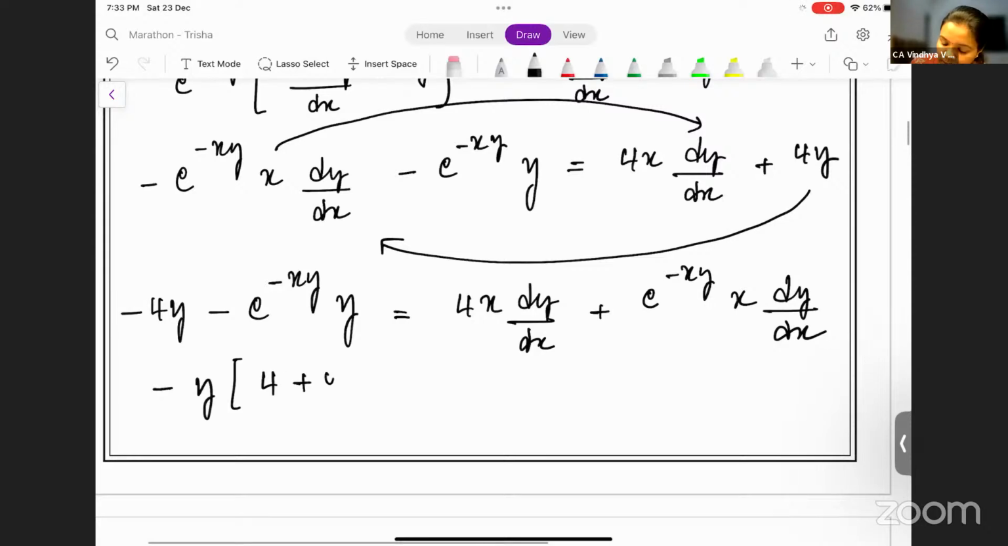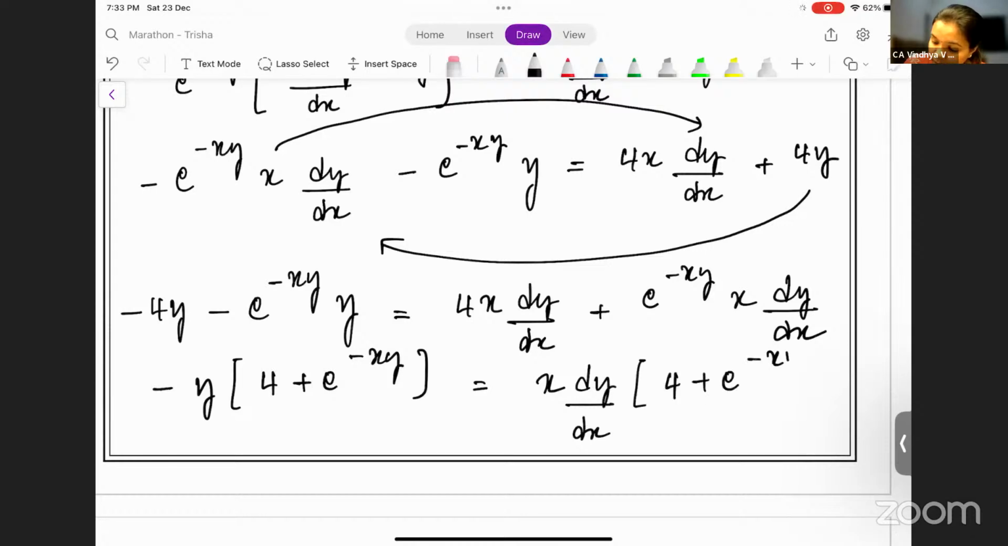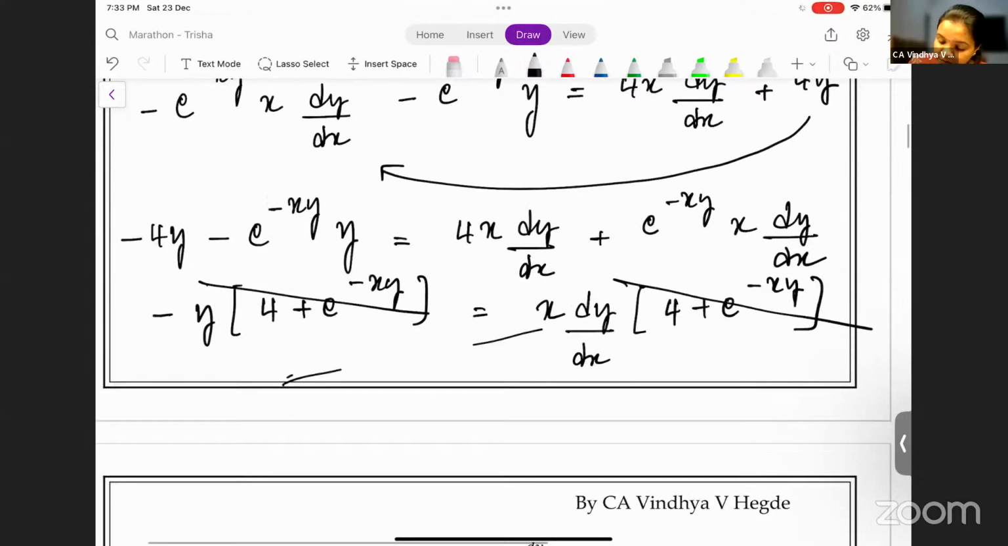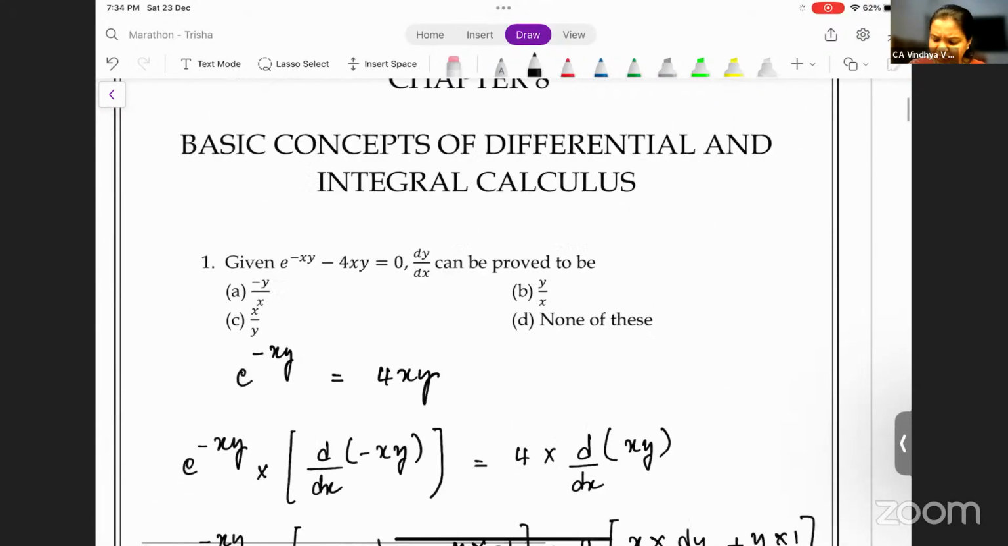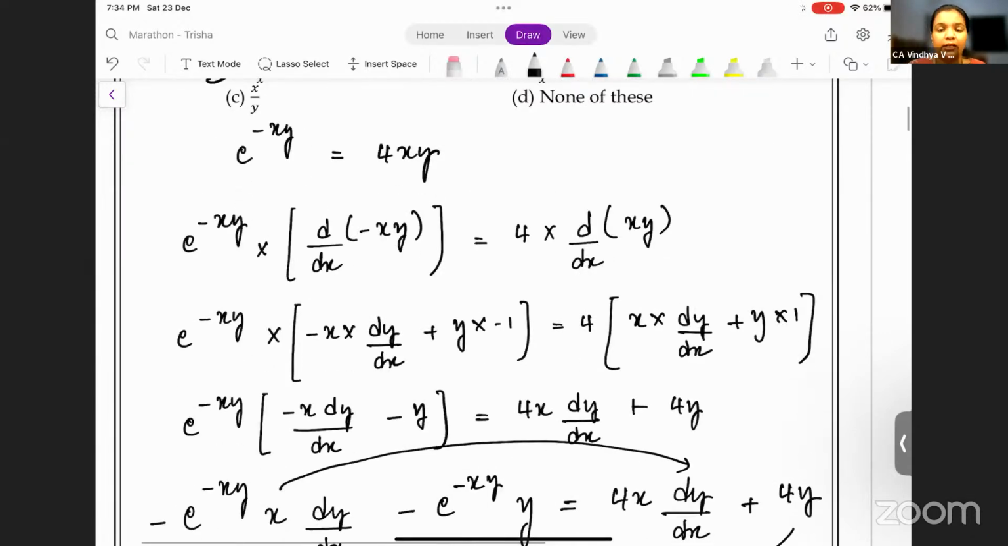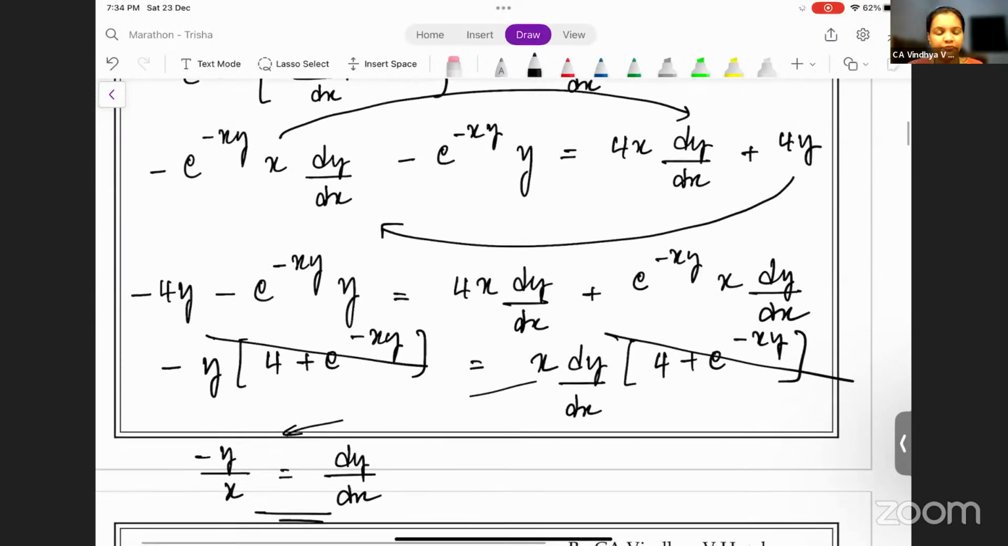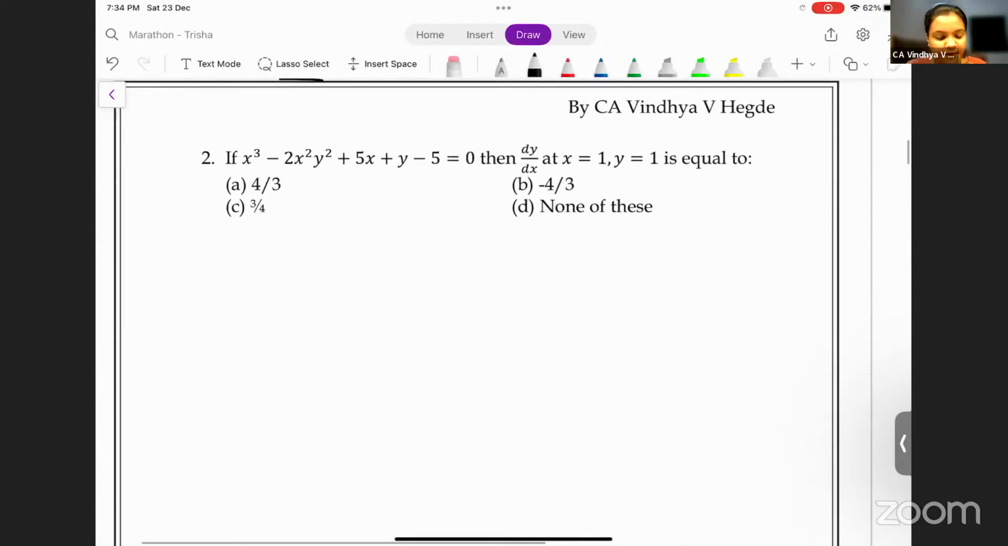What remains? 4 plus e to the power minus xy. Here you can take x dy by dx outside. What remains? 4 plus e to the power minus xy. So this gets cancelled. x can be shifted here. The answer is minus y by x is equal to dy by dx. Yes, it is a little lengthy, I understand. But still, it is not impossible. It is possible if you practice. All right.